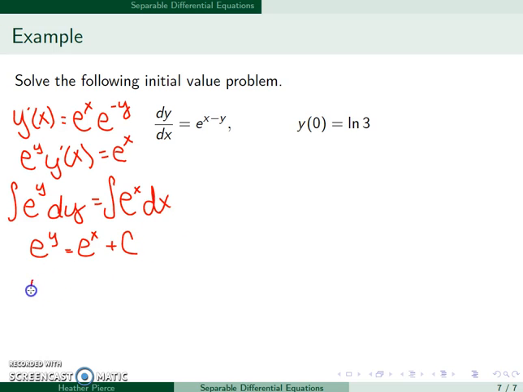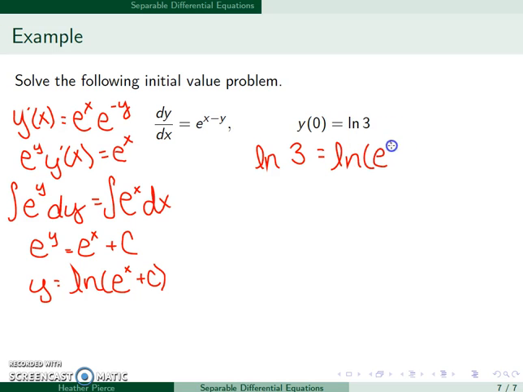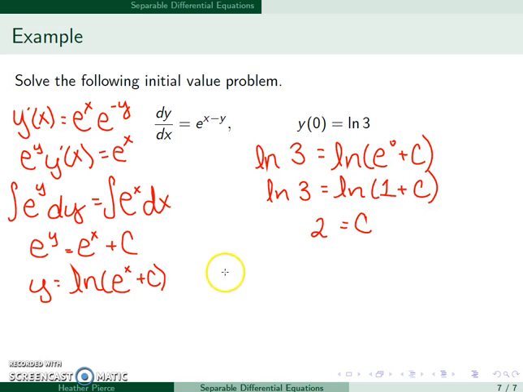In order to solve for y, I need to take the natural log of both sides. So I have ln(e^x + c). And I'll now use my initial condition. This should be equal to ln of 3 whenever x is equal to 0. So e to the 0 is 1, and in order for this to match, we'll see that we need c to be equal to 2. So on the right-hand side, I will also have ln of 3. So I have y is equal to ln of (e^x + 2).